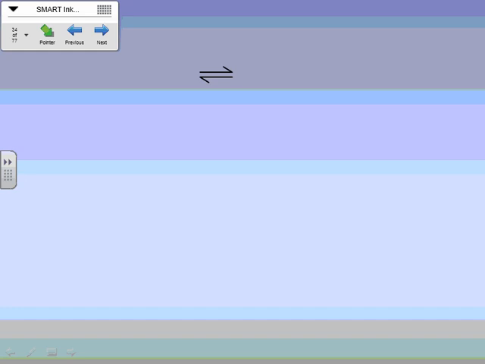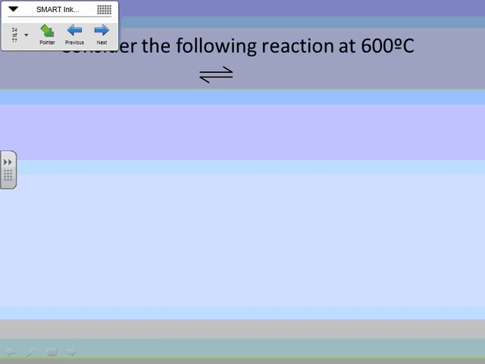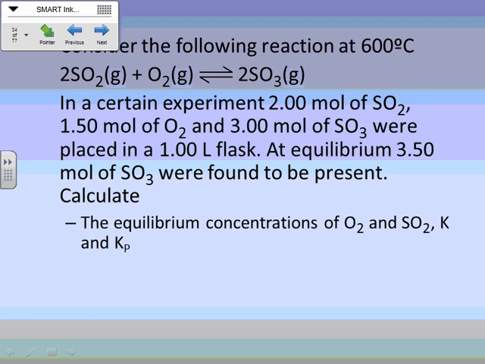There's equilibrium arrows. Okay, consider the following reaction at 600 degrees Celsius. I don't know why there's an underline on that degrees sign. I was being silly with the notes here. So here's our reaction. In a certain experiment, we've got 2 moles of SO2, 1.5 moles of O2, and 3.0 moles of SO3. Those are placed in a 1-liter flask. At equilibrium, we've got 3.50 moles of SO3 present. So we want to calculate the equilibrium concentrations of O2 and SO2, and then we want to calculate the K and the KP. That's fun.